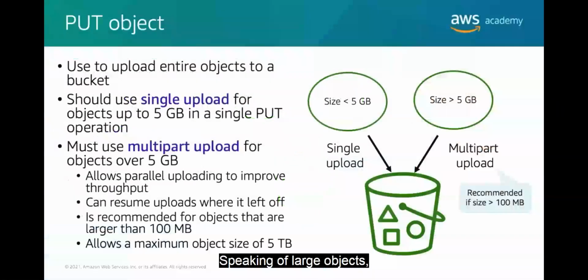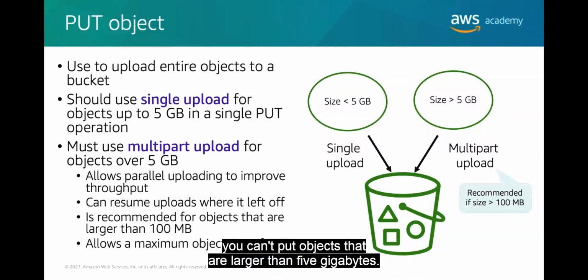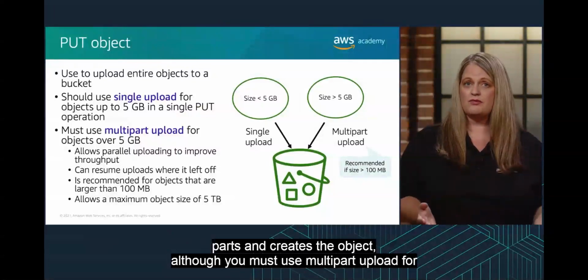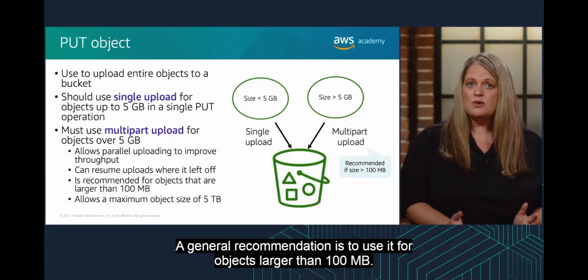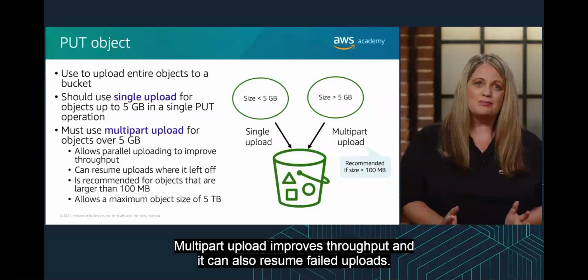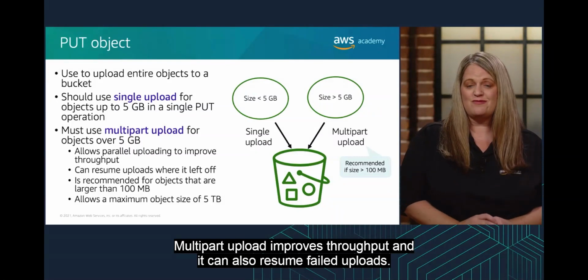Speaking of large objects, you can't put objects that are larger than 5 gigabytes. For larger objects, use the multi-part upload, which splits a single object into a set of parts. If transmission of any part fails, you can resume that upload without affecting the other parts. After all parts of your object are uploaded, S3 assembles these parts and creates the object. Although you must use multi-part upload for objects larger than 5 gigabytes, a general recommendation is to use it for objects larger than 100 megabytes. Multi-part upload improves throughput, and it can also resume failed uploads.